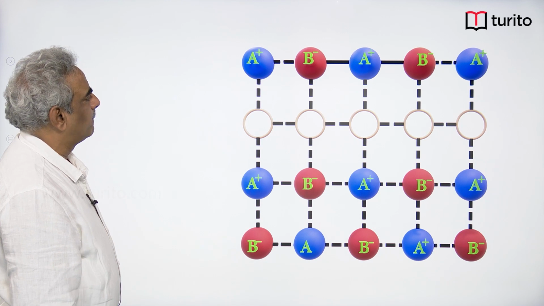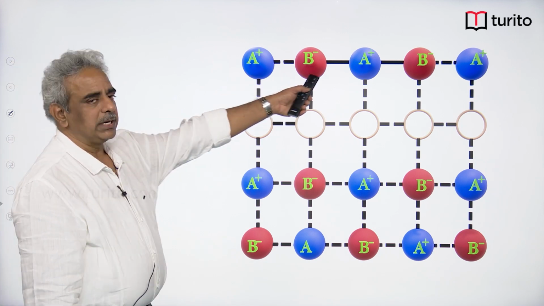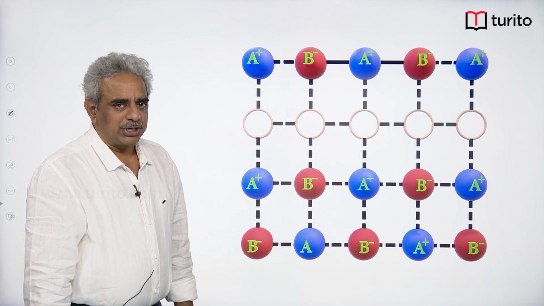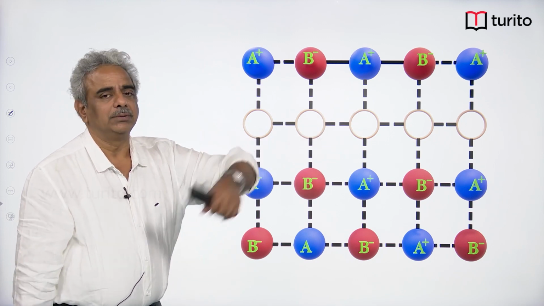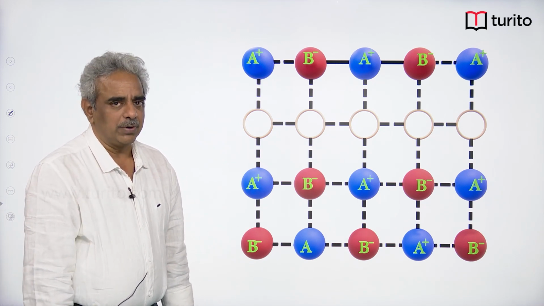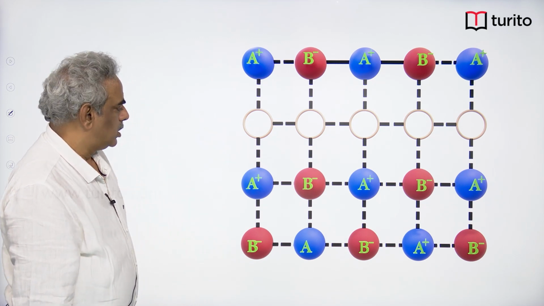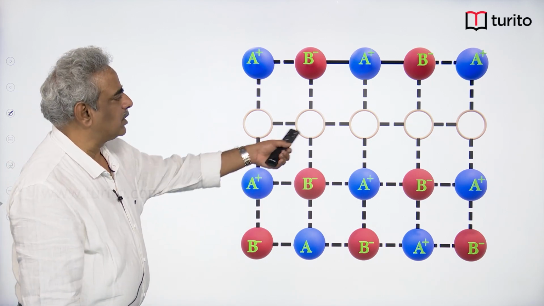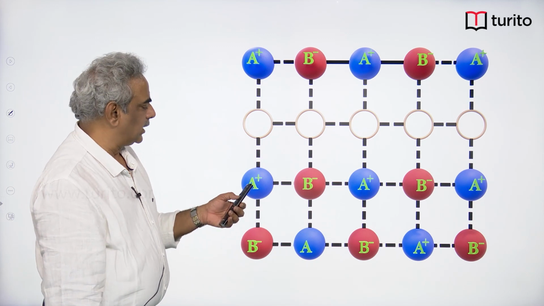Let us see. A plus B minus is the actual crystal. See, the entire line is missing, one line of ions. You can call it a line defect as usual. See, the other ions are there, line defect. Anyhow, some pairs of ions are also missing. You can see that.